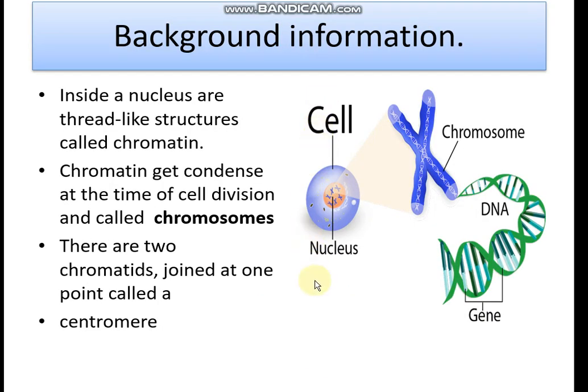Now first we need to understand a few terms. Here you can see an animal cell showing an organelle called the nucleus, and the nucleus monitors all the activities of the cell with the help of genetic material, and the name of the genetic material is DNA. It's a chemical, deoxyribonucleic acid. Now when the cell is in the non-dividing phase, this genetic information appears in the form of threads, and those thread-like structures are called chromatin. But when the time of cell division comes, the chromatin condenses itself and gains a specific shape called the chromosome.